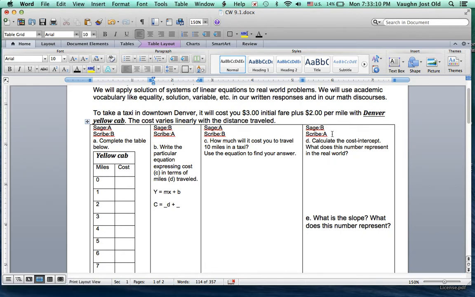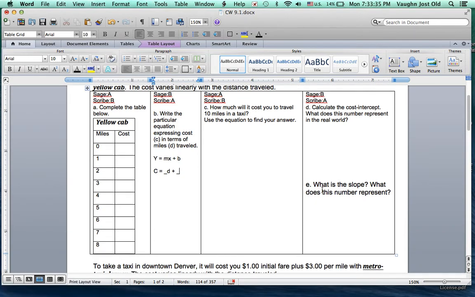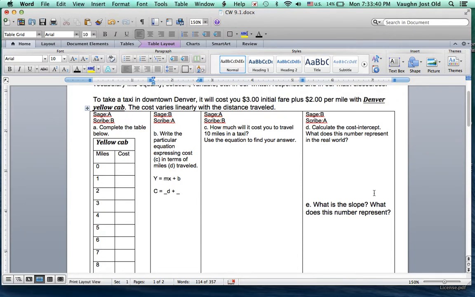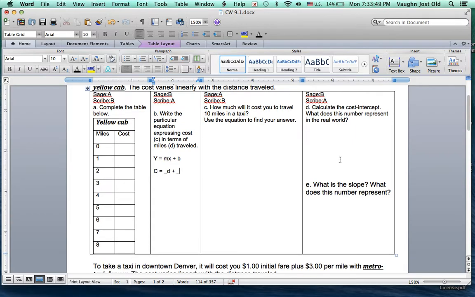Alright, so this next question here is saying calculate the cost intercept. Okay, so this probably should say y-intercept, or the beginning, the y-intercept. So what does the y-intercept number represent in the real world? And then down here, what is the slope, and what does this number represent in this particular problem? So you're going to use complete sentences to answer those two questions.